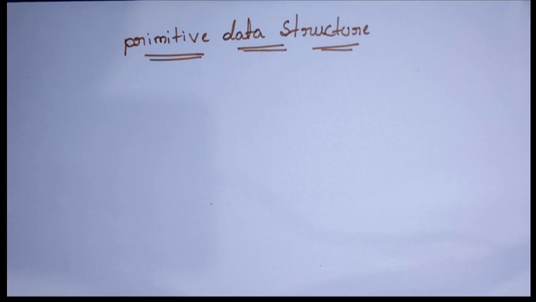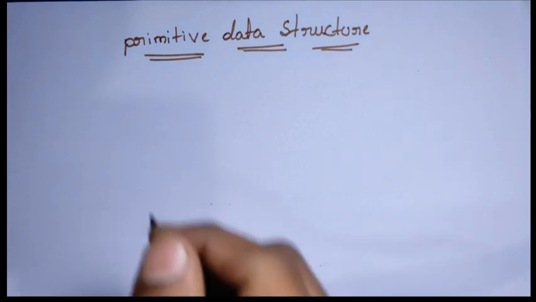Hello everyone. In the previous session we discussed data structures, types of data structure, the definition, characteristics of data structure, as well as operations that can be performed on data structures. So today we are discussing primitive data structure. Primitive data structure is a type of data structure. First we observe the definition for the primitive data structure.